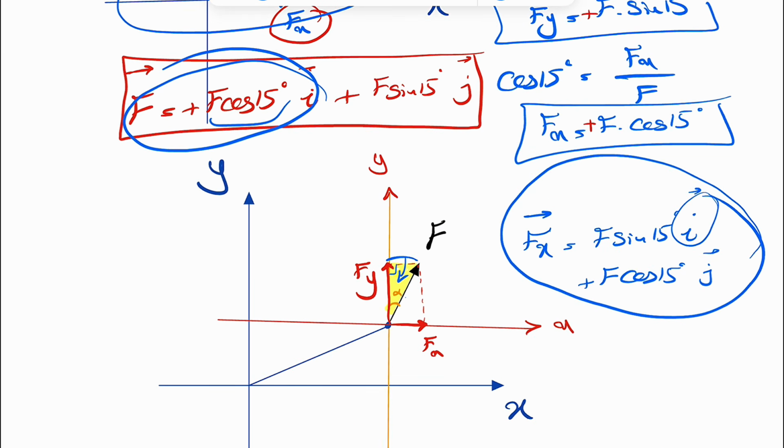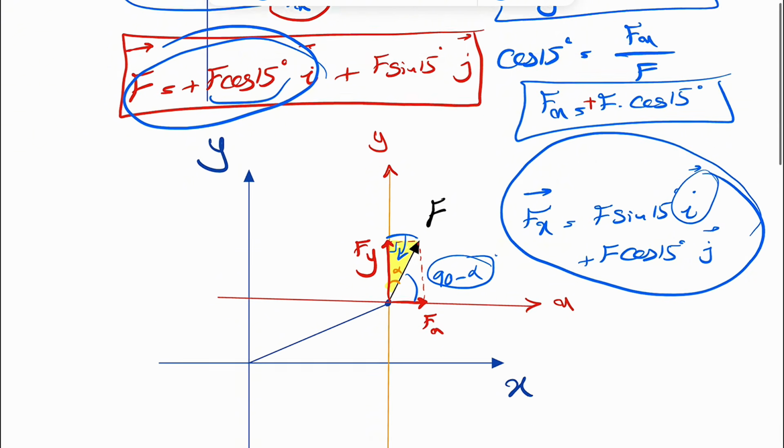So what you can do is always find the angle of the vector, the force, with the x-axis. For example, in here, it's easy enough to find the other angle because we have a right angle. So that's going to be 90 minus alpha degrees. So as long as you have that, you can go on with the cosine for the x and sine for the y-axis. Again, as long as you have the angle with the x-axis.